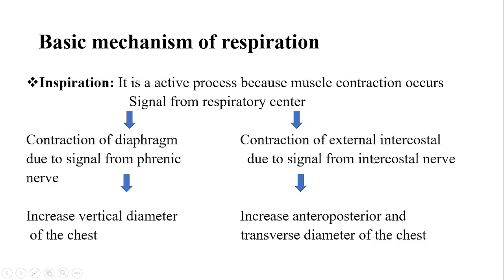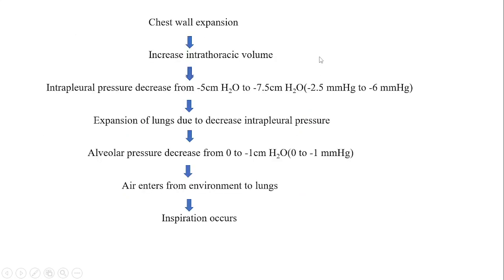external intercostal muscle by the intercostal nerve, and the diaphragm will contract and go down, and it will increase the vertical diameter of the chest. And when the external intercostal muscle contracts, it increases the anteroposterior and transverse diameter of the chest. So there is expansion of the chest wall and increased diameter of the chest wall. So when there is an increase in the space, there will also be an increase in the intrathoracic volume.